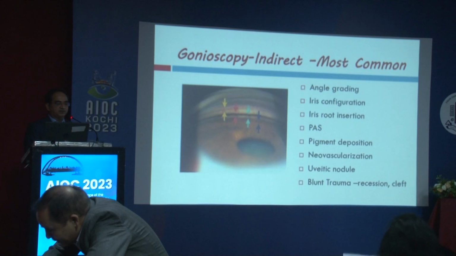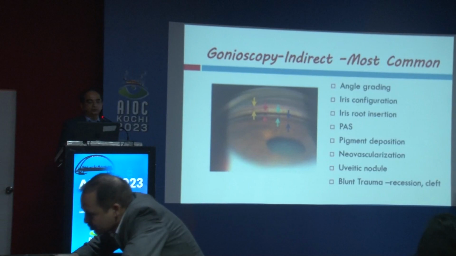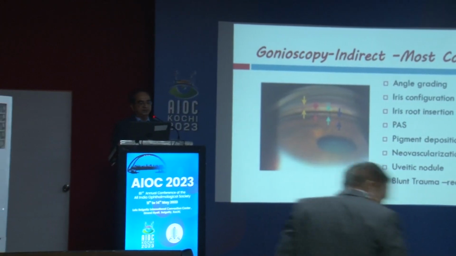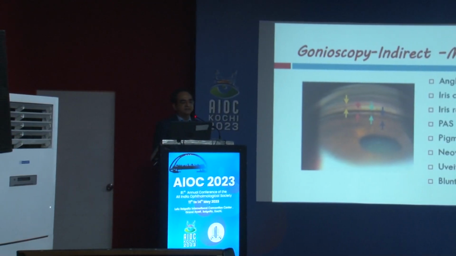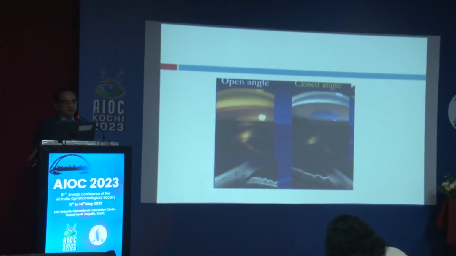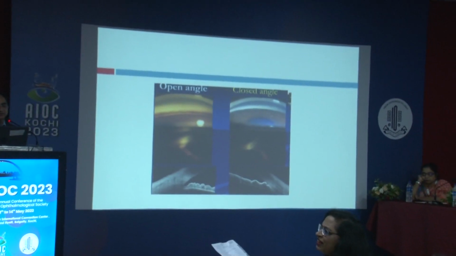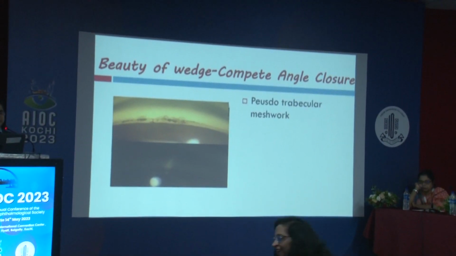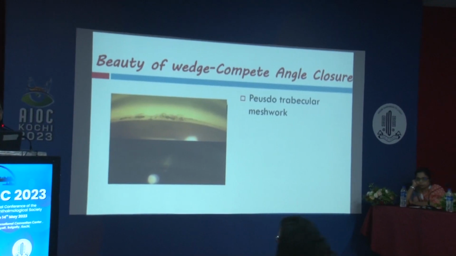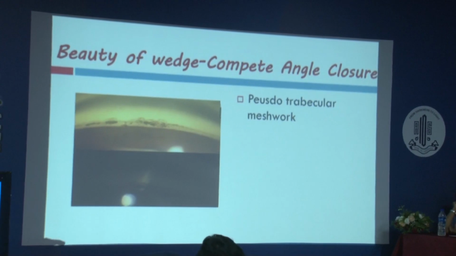It is the most common, and gonioscopy will tell about angle grading, iris configuration, deposits, synechiae or pigments, vessels, and it is the most critical instrument. You can tell whether it is an open angle or closed angle. It tells why this is not a complete angle closure but an open angle, because of the corneal wedge.